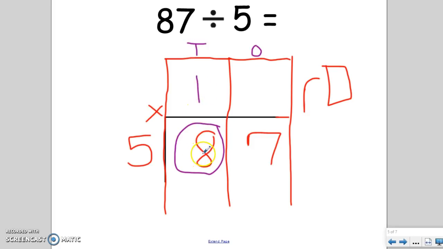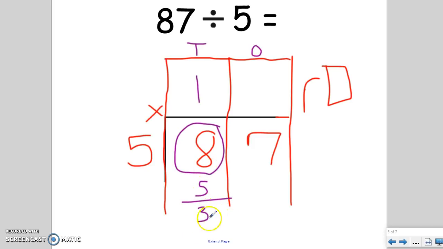Well, now I need to figure out my target was 8. Where did I land? 1 times 5 landed at 5. And of course, my last part of this is, how far away from my target was I? I didn't hit my target. Instead, I need to figure out how far I was. Starting at 5, 6, 7, 8. I was 3 away. And again, 3 plus 5 is 8.